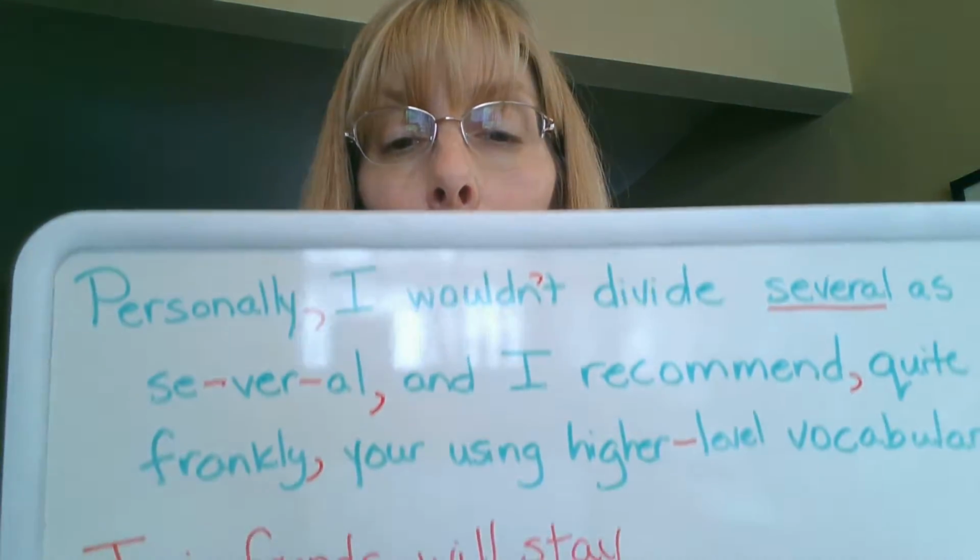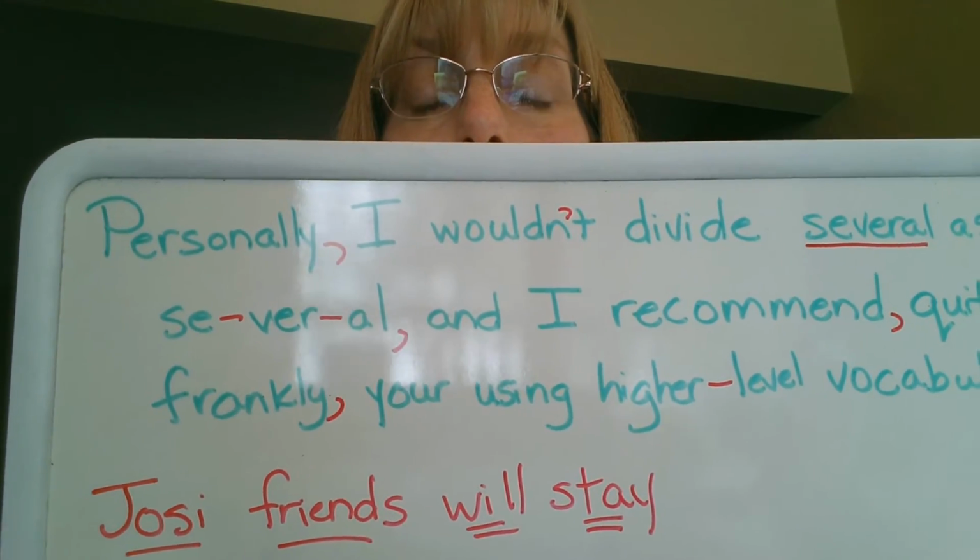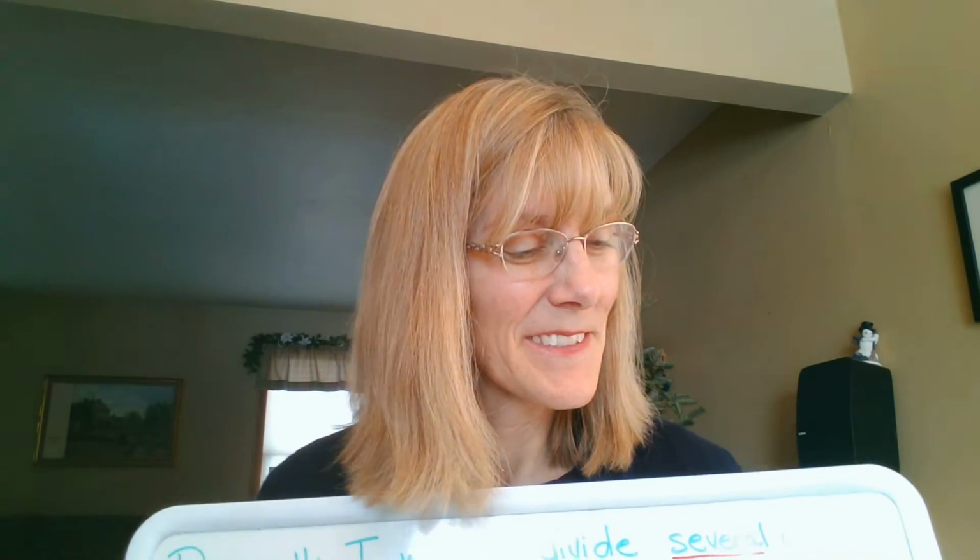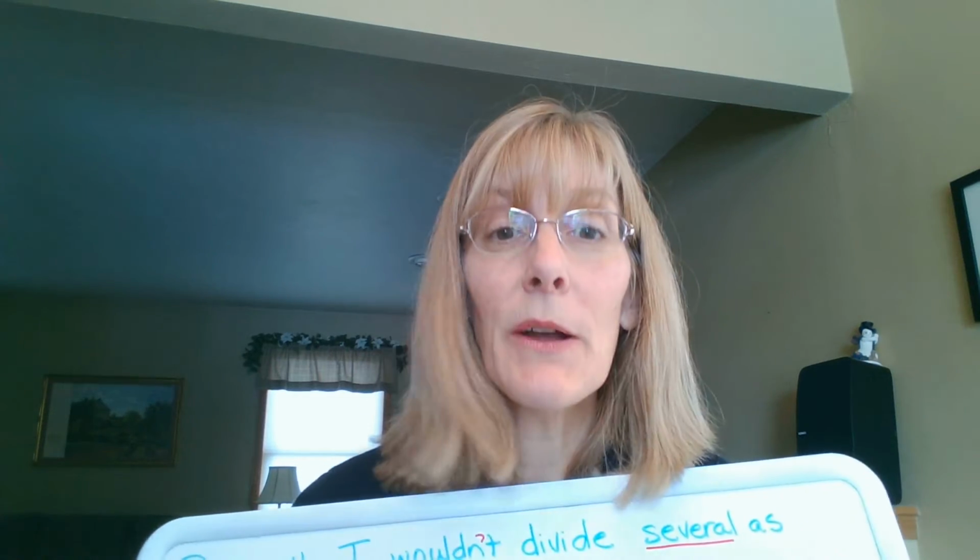So what is the subject? Underline it once. Josie, friends. And what is the verb phrase? Will stay. There it is. All right. Next section, parts of speech, nouns. And we're working on making possessives.